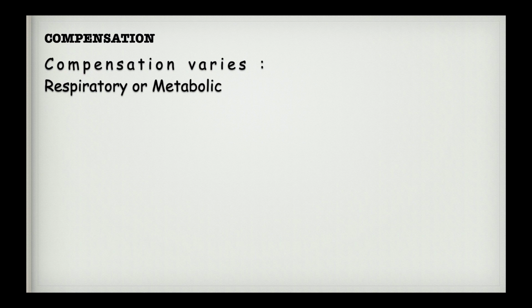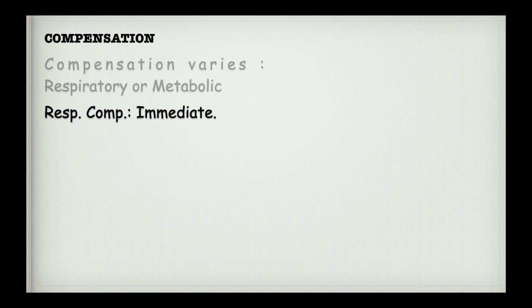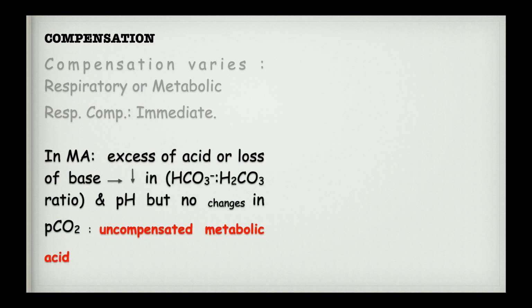Respiratory compensation for metabolic disorder is almost immediate. For instance, if someone infused hydrochloric acid through an IV and gave the patient metabolic acidosis, there is going to be an excess of acid or loss of base, and this causes the bicarbonate to carbonic acid ratio and the pH to fall, whilst there is no change occurring in the partial pressure of carbon dioxide. This is what we refer to as uncompensated metabolic acidosis.